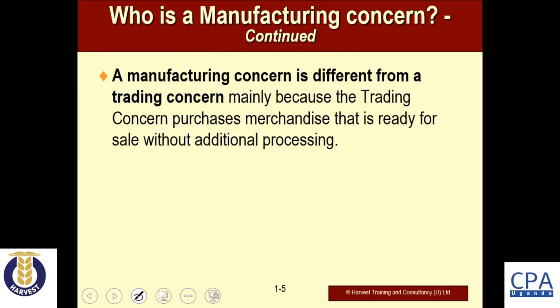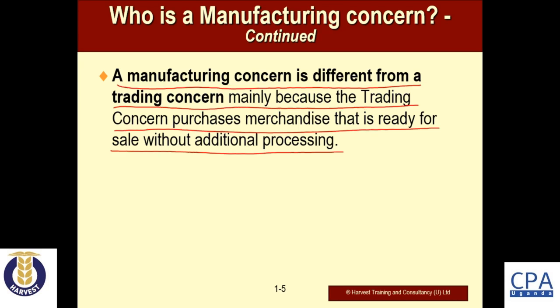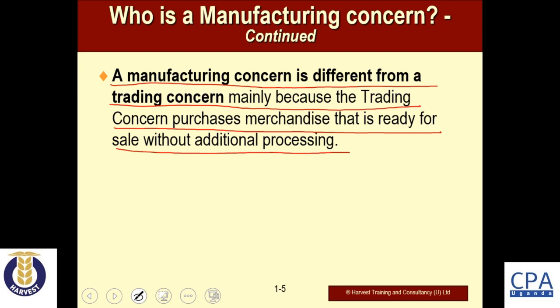We continue to answer this question, who is the manufacturing concern? We are saying that the manufacturing concern is different from the trading concern, mainly because the trading concern purchases merchandise that is ready for sale without additional processing. So this will set the difference between the manufacturing and the trading concern. The manufacturing concern simply manufactures the goods and then sells the finished goods that have been manufactured in-house. On the other hand, the trading concern will simply purchase what has already been manufactured by the manufacturing concern, and then proceed to sell without making any additional processing. So that is the difference between the trading and the manufacturing concern.